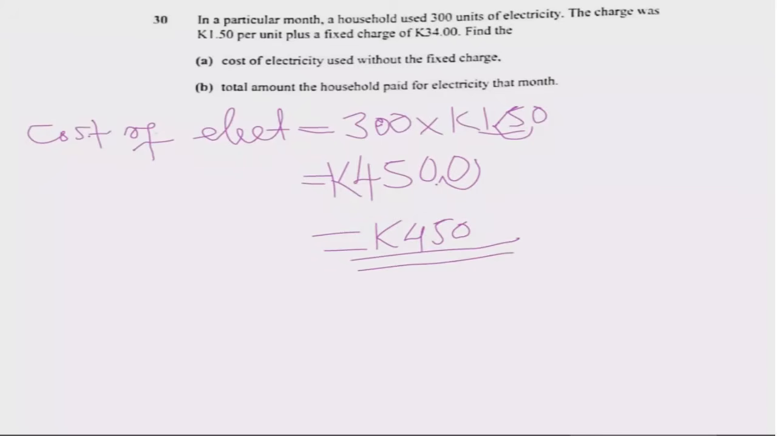Now this is the answer. Now here are the two ways I've told you. One, you add half of 300 to 300 to give you 450 kwacha.